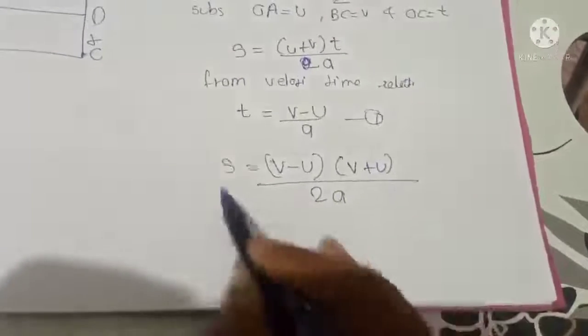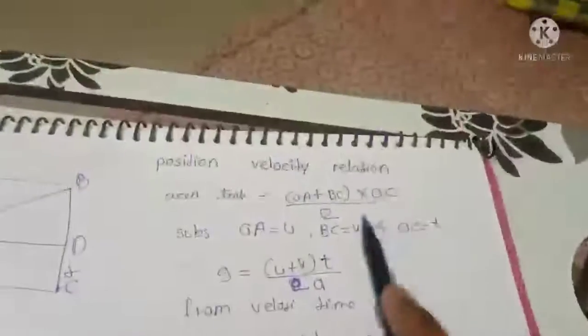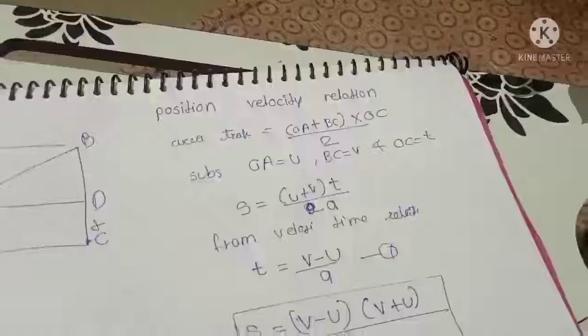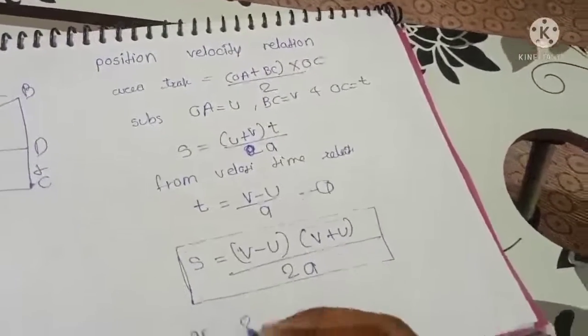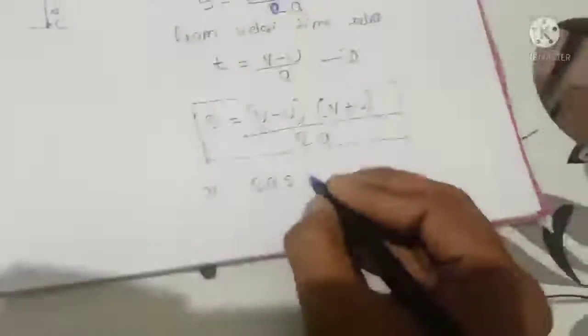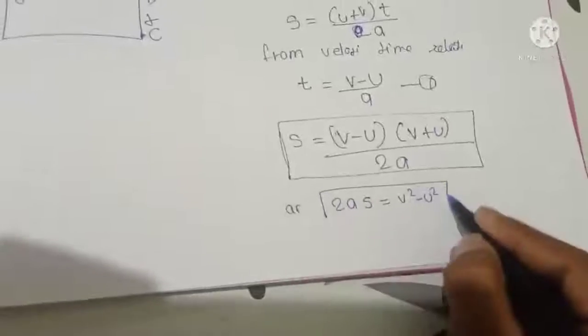So this is going to be our third formula, the position velocity relation, to find out distance. Or we can also write it as 2aS is equal to V square minus U square.